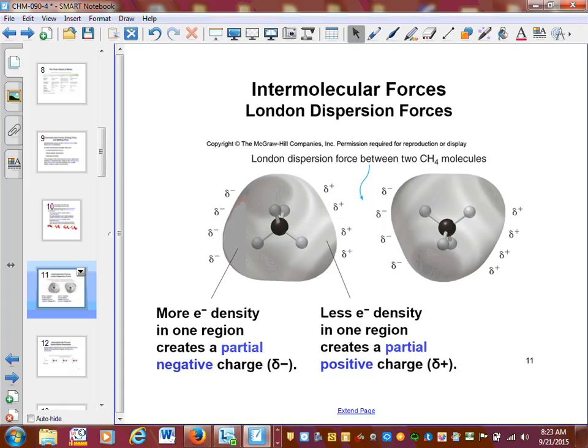So to get those materials into a gas, what do we have to do? Heat them up, raise the temperature. So their boiling point goes up.